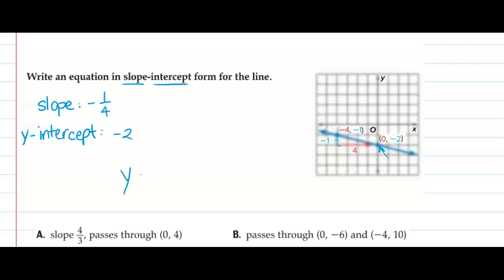So when I create my equation, y equals mx plus b, I'm simply taking out m, putting in the slope, taking out b, and putting in the y-intercept. Now I don't want to have plus minus, so I'll just put subtract 2. This is the equation of this graph.